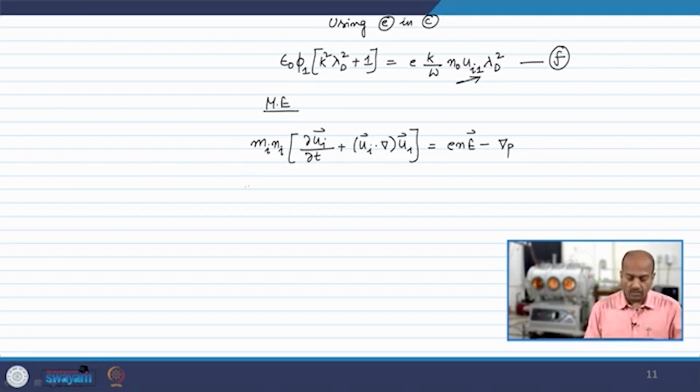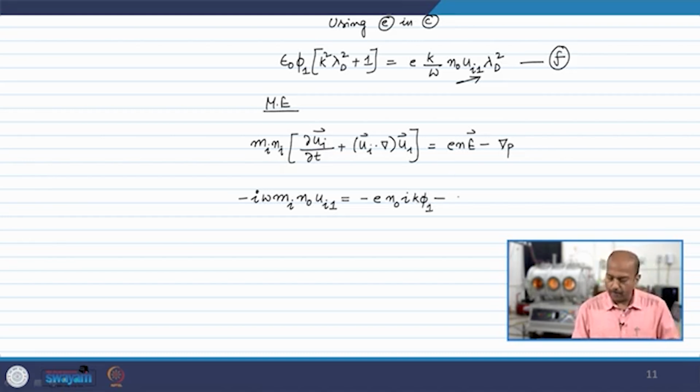We can write the linearized version like this: minus i omega m i n naught u i1 equals minus e n naught i k phi 1 minus gamma i k b T i times i k n I1. Right. So in between these two steps, there are multiple algebra steps.